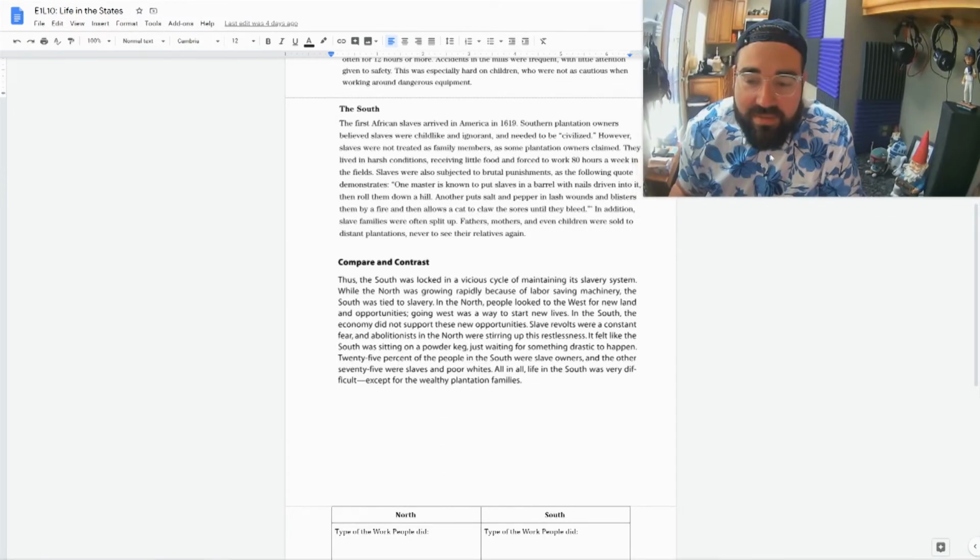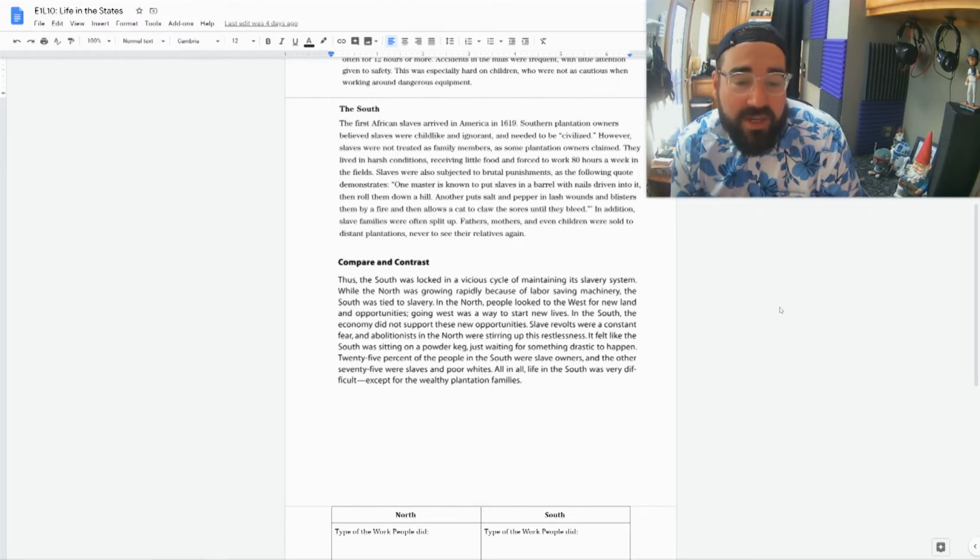The South. The first African slaves arrived in America in 1619. Southern plantation owners believed slaves were childlike and ignorant and needed to be civilized. However, slaves were not treated as family members, as some plantation owners claimed. They lived in harsh conditions, received little food, and were forced to work 80 hours a week in the fields. 80 hours a week.